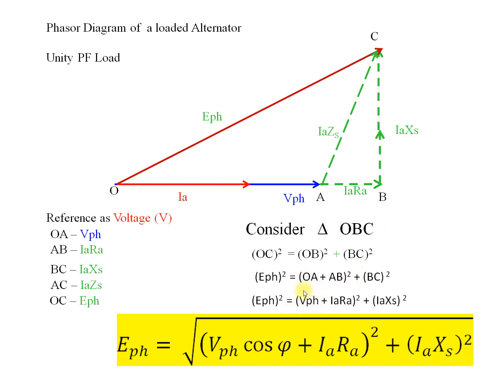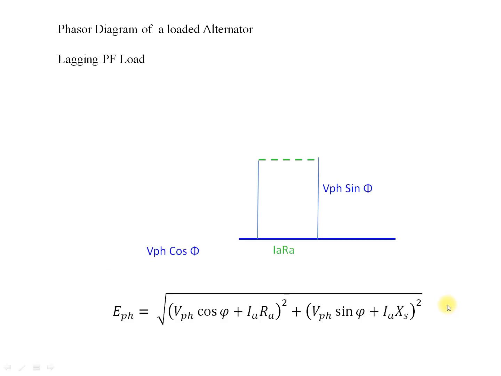So this is going to be the V phase plus IaRa the whole square plus IaXs the whole square, because BC is equal to IaXs. So from this particular equation we can find out E phase. Since this equation doesn't have phi as an angle, we don't get the cos phi. V phase plus IaRa the whole square plus IaXs the whole square will be the answer.